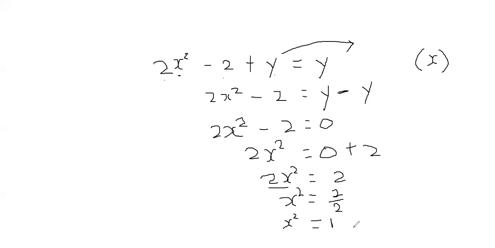So now we have x squared is equal to 1, but we want x. So we need to take over the square next. When we take over the square, it becomes the square root. So you take the square root of whatever is on the other side, the square root of 1. So x is equal to the square root of 1.